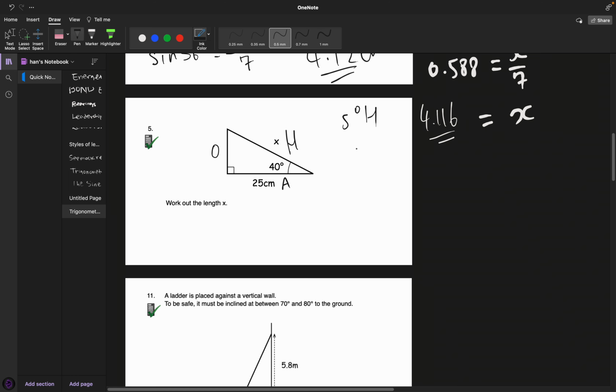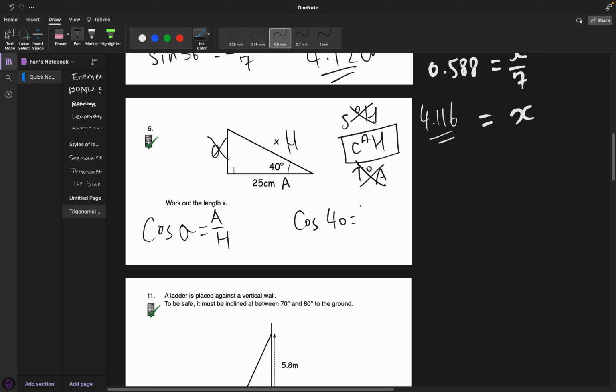Then we can just write down our SOH CAH TOA equation again. And we can find out which one we don't need to use. We're trying to find the length of x, and we're provided the adjacent. But we don't need to find the opposite, and we're not provided it. So we can cross out anything that has the opposite in it, and we know we're going to use the CAH equation this time. So CAH is cosine theta equals A divided by H, right? We are provided theta, so cosine 40 is going to equal adjacent 25 divided by x, because the hypotenuse is our unknown that we want to find.